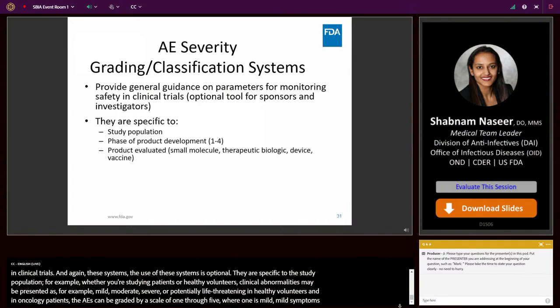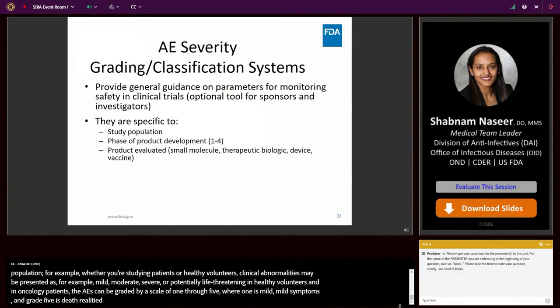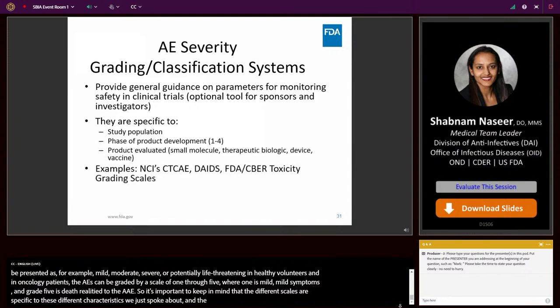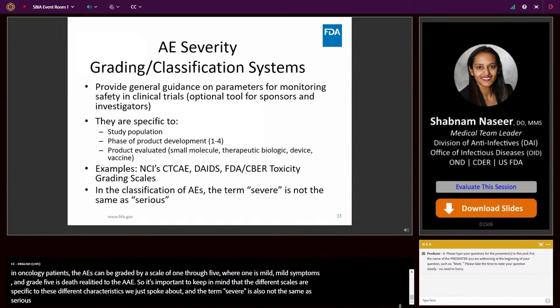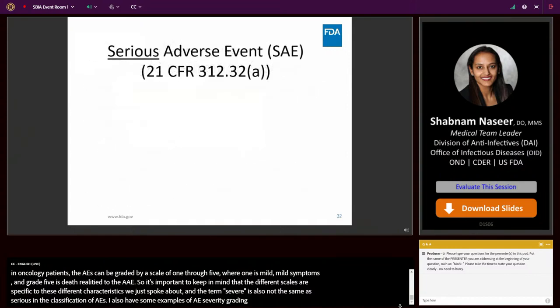So it's important to keep in mind that the different scales are specific to these different characteristics we just spoke about. And the term severe is also not the same as serious in the classification of AEs. I also have some examples of AE severity grading scales listed there.